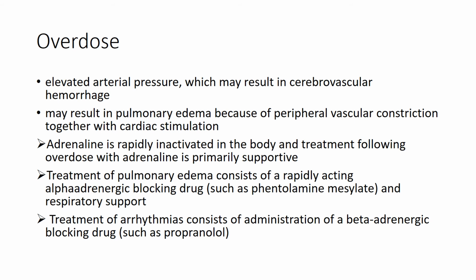Adrenaline is rapidly inactivated in the body, and treatment following overdose with adrenaline is primarily supportive. Treatment of pulmonary edema consists of a rapidly acting alpha adrenergic blocking drug and respiratory support, whereas treatment of arrhythmias consists of administration of a beta adrenergic blocking drug, for example, propranolol.